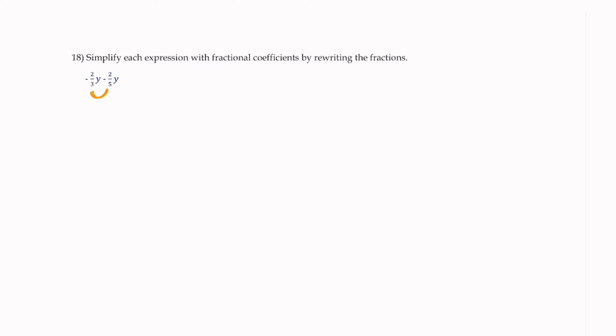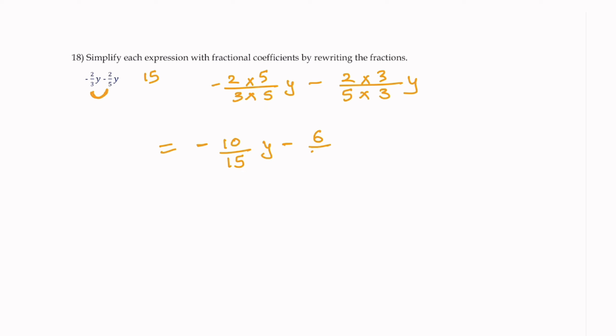18. What's our LCM here? Yes, it's 15. 2 over 3, 5 and 5, y minus 2 over 5 times 3, 3 and y, which is equal to minus 10 over 15y minus 6 over 15y. That's minus 10 minus 6 over 15y.